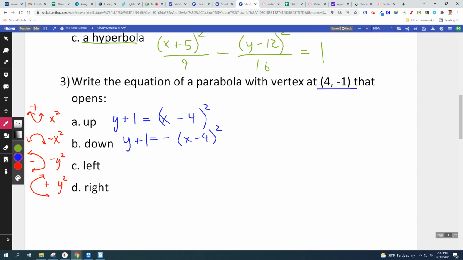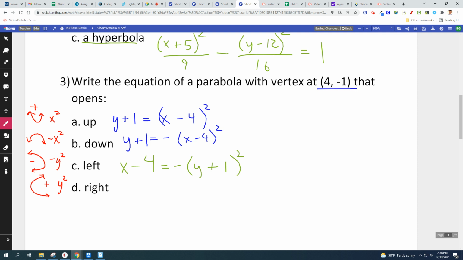If it opens to the left, our general form is going to be x equals negative y squared. But then we put in our vertex. Notice the x number is 4, so minus 4 over here and minus -1 here.